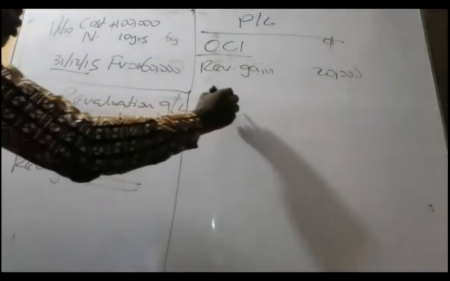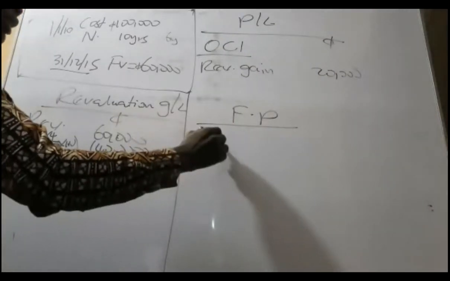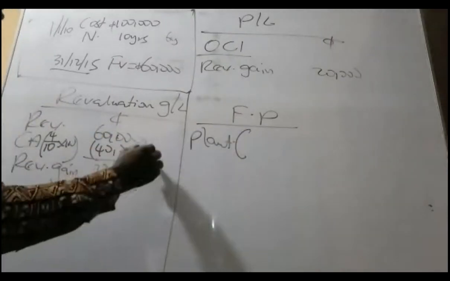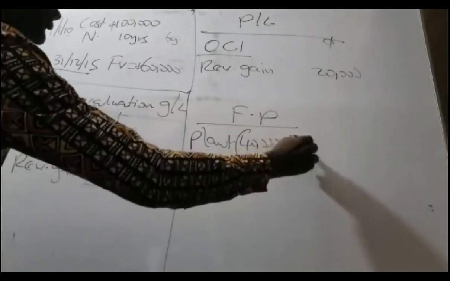So therefore, in the financial position, what do I do? I'll name the asset. Let us know it's plants. So plants. I'll open a bracket nicely. The carrying amount is 40,000. There's a gain of what? 20,000. So when I add, I'll get 60,000. So this is the treatment. This is the general treatment of revaluation gain, where there's no previous losses, where there's no issues.